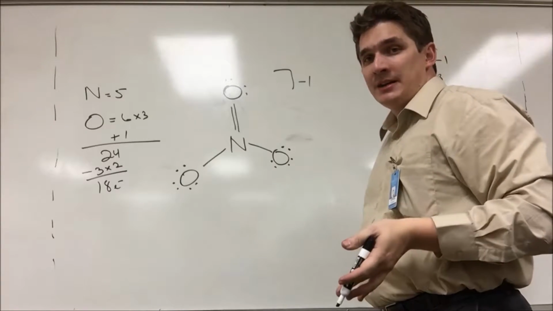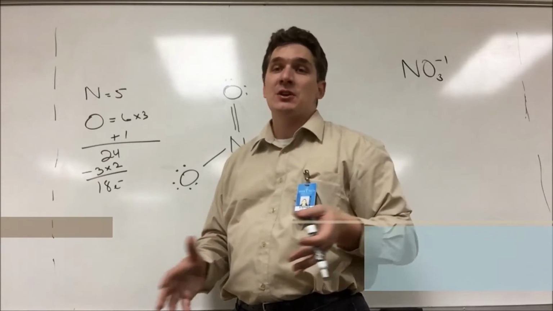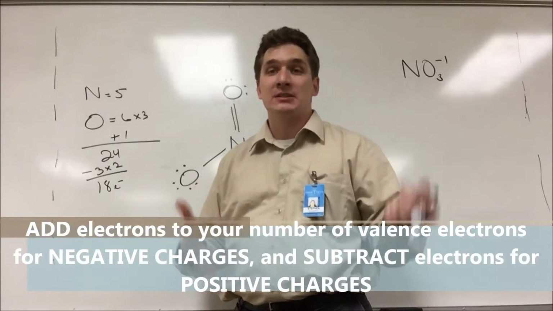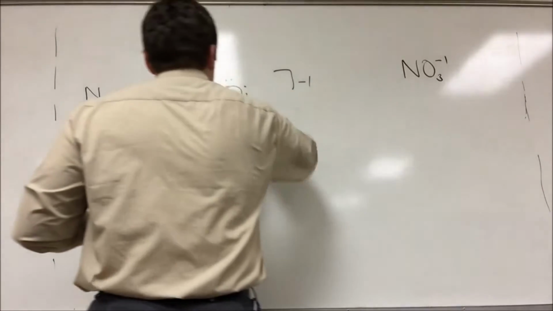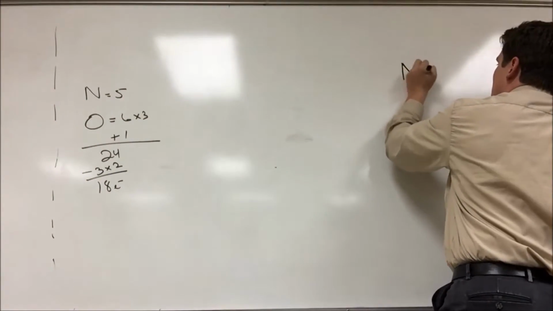When you are doing ions and you're doing the total valence count, remember, every time you have a negative charge, you're going to add that to the total number of valence electrons. If you have a positive charge, you can subtract it off. So an example of a positive charge would be something like ammonium, NH4 plus.